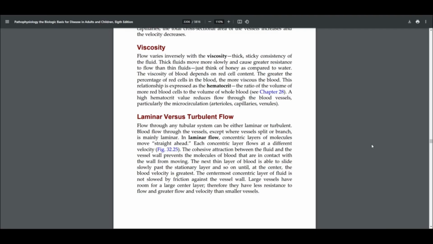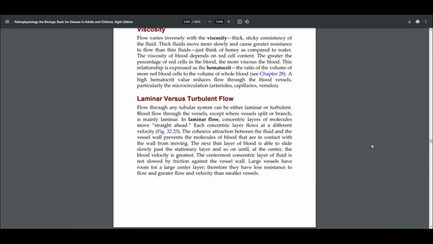The cohesive attraction between the fluid and the vessel walls prevents the molecules of blood that are in contact with the wall from moving. The next thin layer of blood is able to slide slowly past the stationary layer, and so on until at the center the blood velocity is greatest. The centermost concentric layer of fluid is not slowed by friction against the vessel wall. Large vessels have room for a large center layer. Therefore, they have less resistance to flow and greater flow and velocity than smaller vessels.